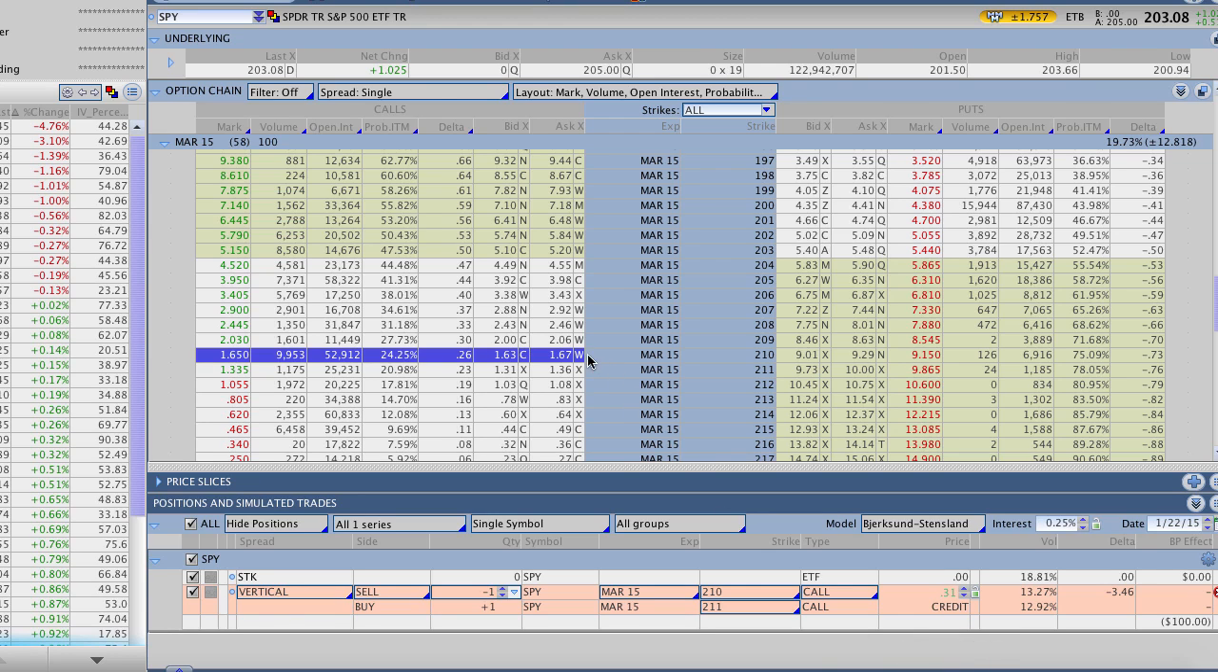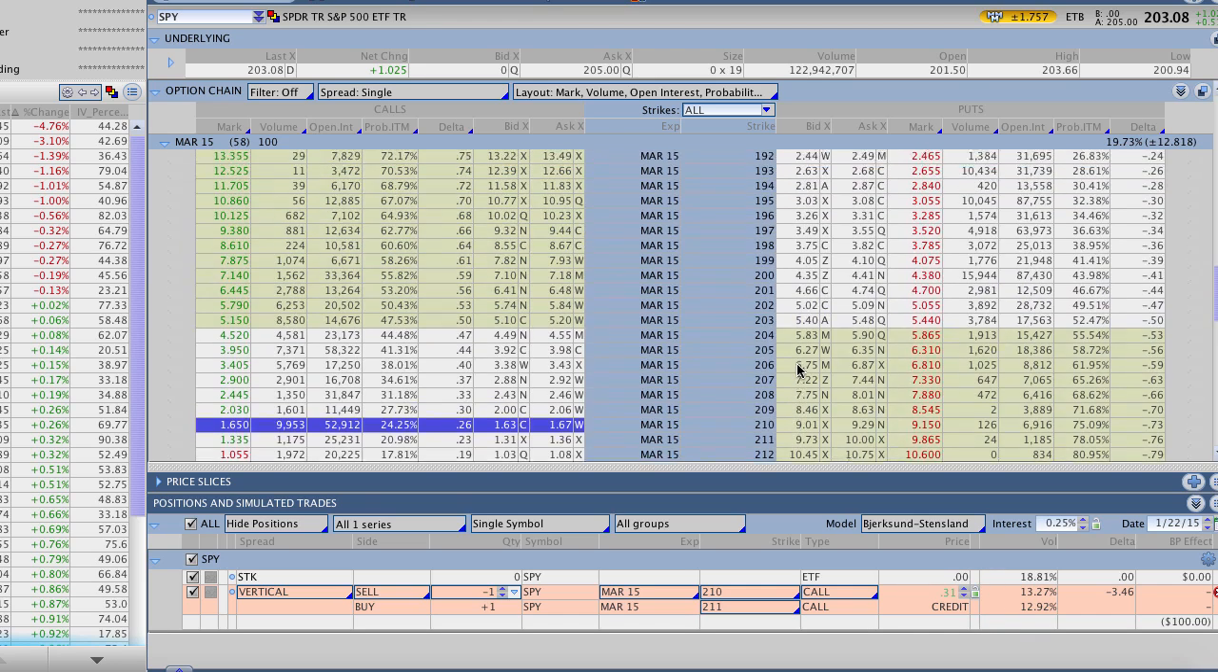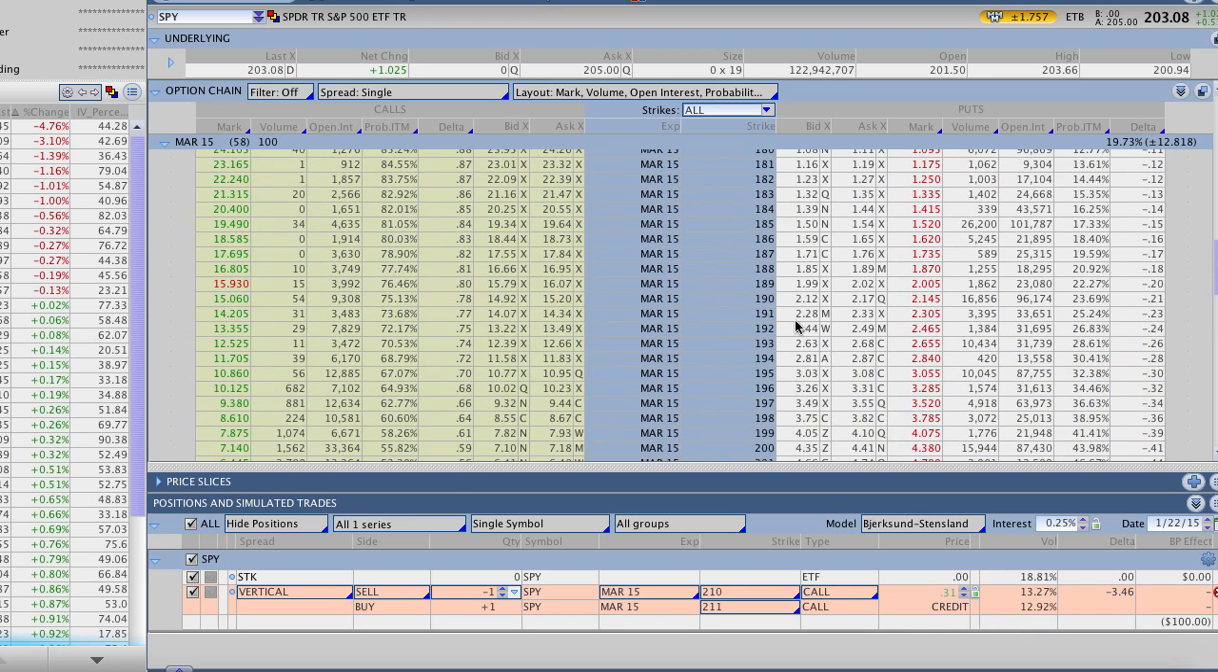Again, what we're trying to do is take in an overall credit that's more than the width of these strikes, so that we take in a net credit on the trade and have no risk to the upside. So basically we're trying to get a credit total that's more than the width of the strikes, which is $1 in this case. And we're actually going to try to get in a little bit more than just $1.